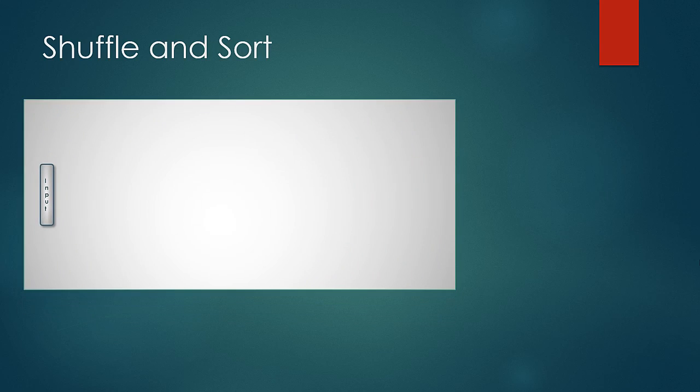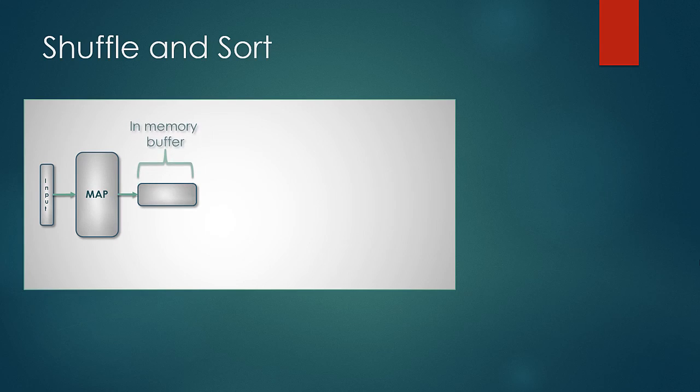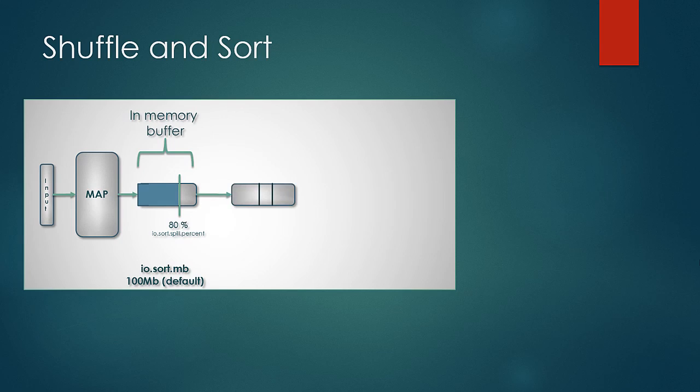Map processes the input, and the output is not directly written to the disk, but is written to an in-memory buffer. The size of this buffer is decided by the property io.sort.mb. Its default size is 100 MB. As map writes to the buffer, the buffer fills up, and when it reaches a threshold, which is by default 80%, a background thread will start writing the buffer contents to the local disk. Map's output continues to be written to the buffer while the spill takes place.